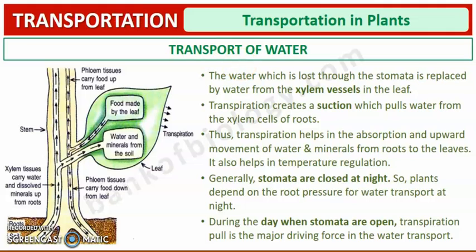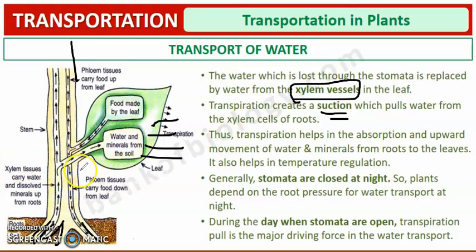Transportation can be done by the xylem vessels, as you can see. This transpiration will create a suction pull from the xylem cells of roots. As water is lost from here, it needs more water, right? So one pull it will give, and this will again pull it. So this pull is experienced by the roots here. This is what we call the transpirational pull, right?